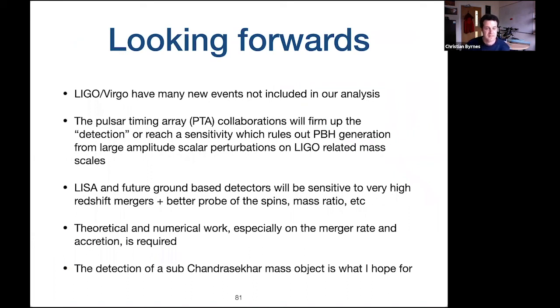Okay, so, looking forwards, one thing to keep your eye out for is the pulsar timing arrays, and NANOGrav especially, which have found some tentative hint of a signal, most likely an astrophysical gravitational wave signal, but nonetheless there's always the hope it could be primordial, which is very closely related then to LIGO mass scales. In the further future, LISA and other detectors will be much more sensitive to gravitational waves over a much larger range of scales. We'll have better probes of the spins, of the mass ratio, etc. Personally, what I'd really like is the detection of a sub-Chandrasekhar mass object.